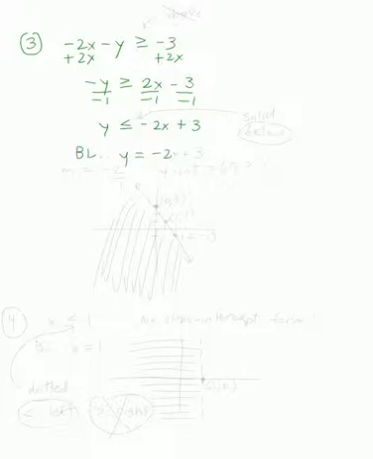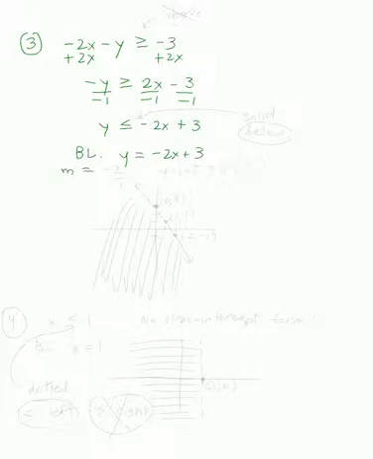Now, be careful, I have a negative y there, so I'm going to divide by negative 1. But let's not forget the main rule for inequalities. When you multiply or divide by a negative, the inequality sign has to flip. So y is less than or equal to negative 2x plus 3. So what is the boundary line? The boundary line is y equals negative 2x plus 3.